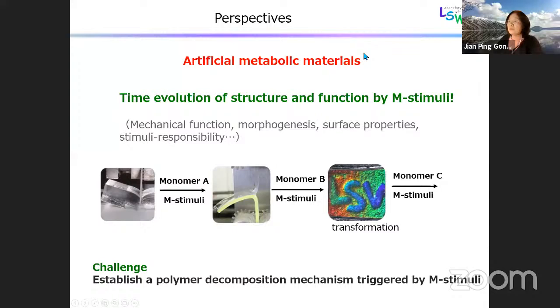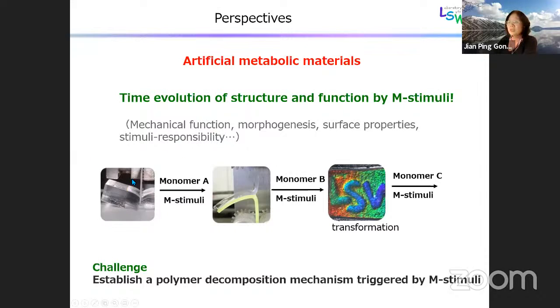And this kind of mechanism, I think, might in future be used to artificially make some material that shows artificial metabolic reactions. And this kind of gel might show the time evolution of structure and functions by mechanical stimuli, such as increasing or changing the mechanical properties, or going to morphogenesis, or changing the surface properties, and also show stable responses.